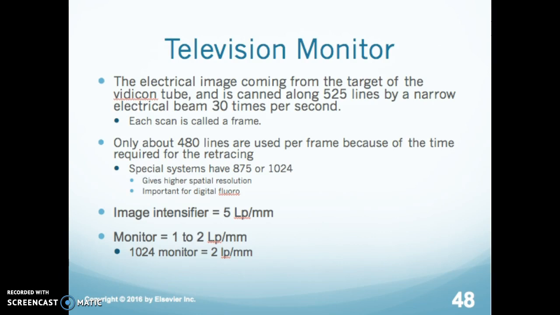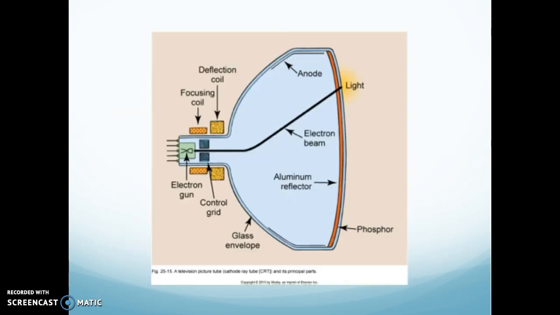So a normal image intensifier has 5 line pairs per millimeter, where a normal monitor has 1 to 2 line pairs per millimeter, and a special one at 1024 has 2 line pairs per millimeter. So as you can see, our image intensifier has better resolution than our monitors have. Our monitors are the weakest link. Here's another picture. This is from Bouchon.